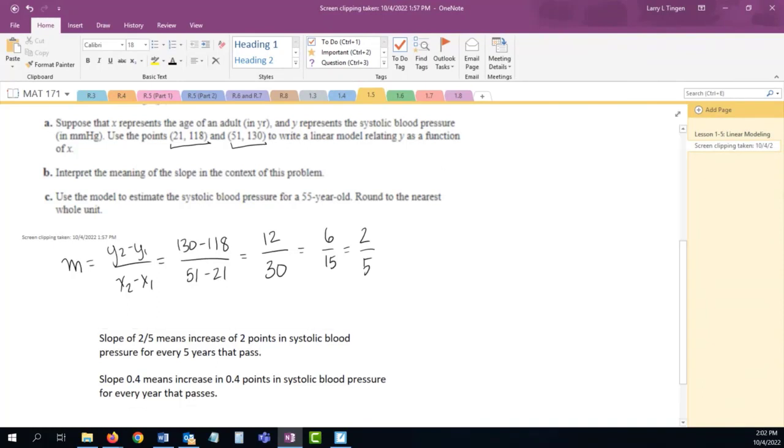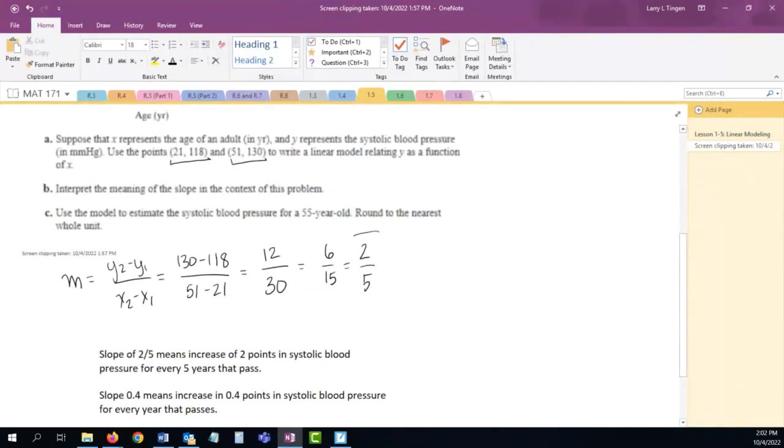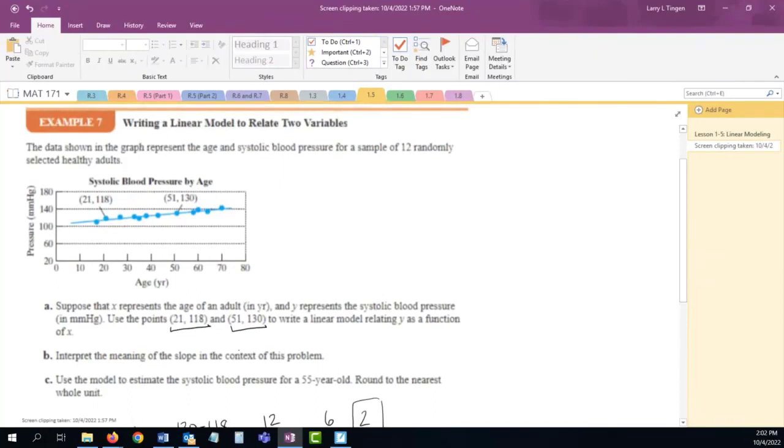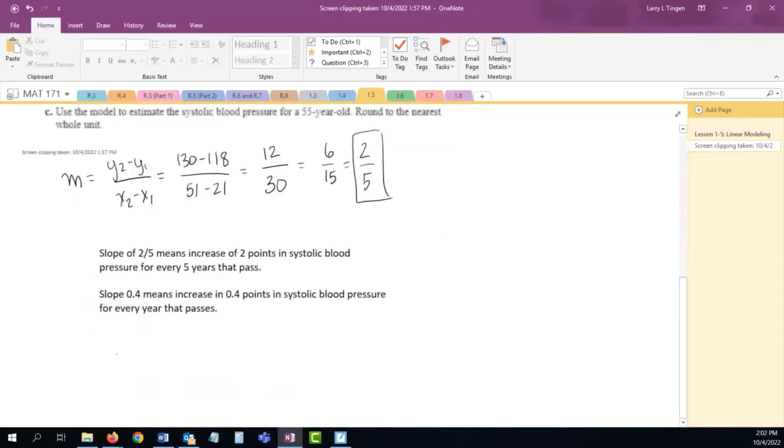Now, part C, that was part B. Part C says use the model to estimate the systolic blood pressure for a 55-year-old, rounded to the nearest whole unit. Well, I have the slope, and I have 2 points given to me. Those 2 points are (21, 118) and (51, 130). Well, I don't have a linear model yet. And it sounds so scientific. It's like, oh, we're going to bring out slide rules and protractors. Linear model just means find the equation of the line that they gave us.